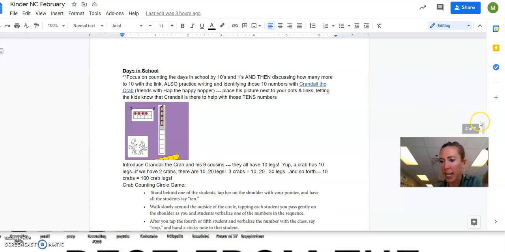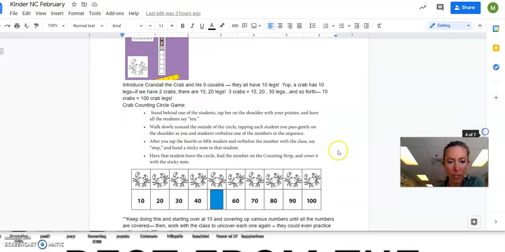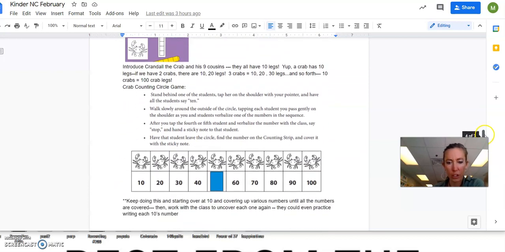And he has 9 cousins that are also coming along. And that's what they say right here. You can print this out and have it up to show that that's a total number of 100 crab legs up here. We have 1 crab with 10 legs, 2 crabs with 20 legs, 3 crabs with 30 legs, 4 crabs with 40 legs: 10, 20, 30, 40.